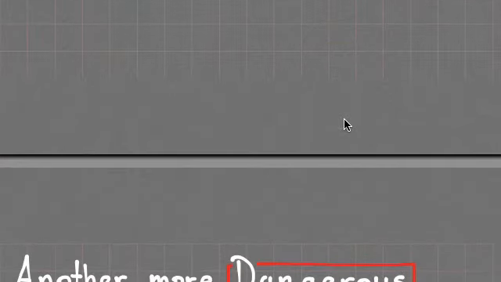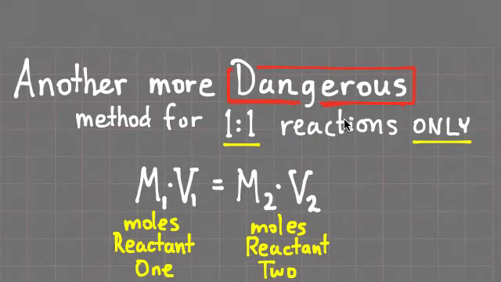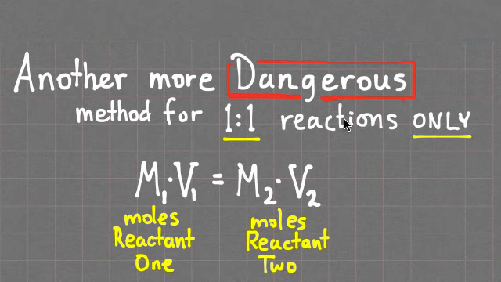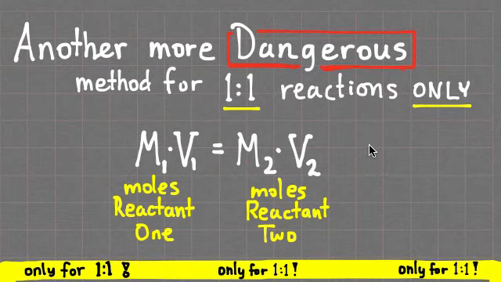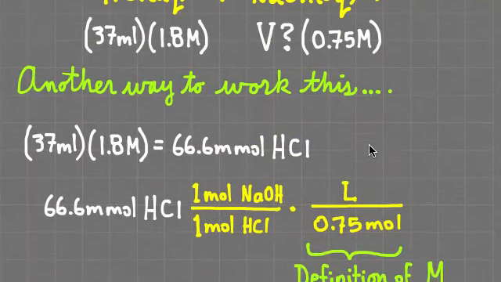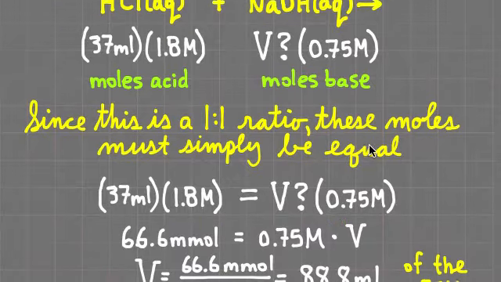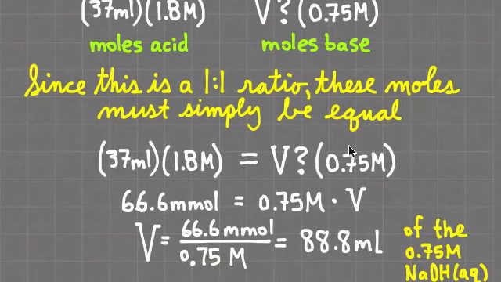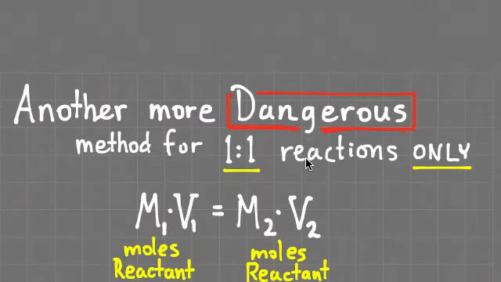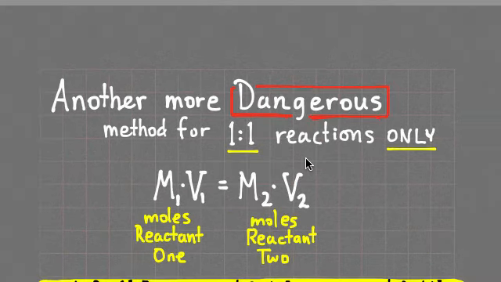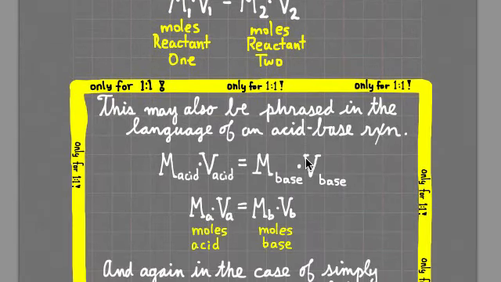There's another more dangerous way to put it. I say it's dangerous because it's only useful if you're very, very careful in what scenario you use it. That is to say, the moles of reactant 1 will equal the moles of reactant 2 as long as it's a 1-to-1 ratio. Only if it's a 1-to-1 ratio. M1V1 equals M2V2, in that very same form: molarity times volume equals molarity times volume. That seems to simplify everything, but it only works if it's 1-to-1. And I'll say that again and again.